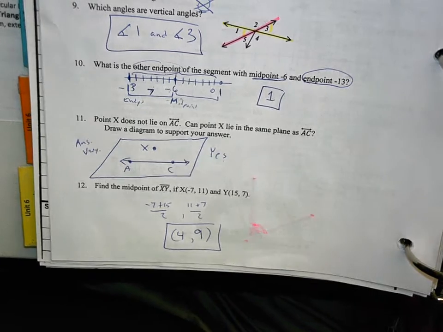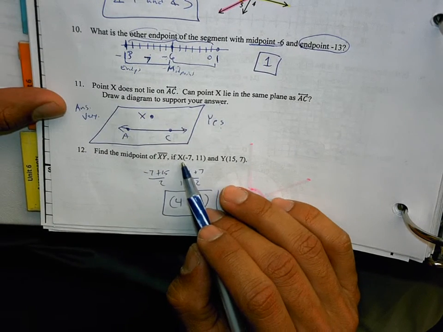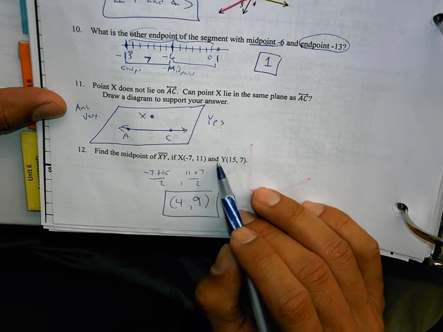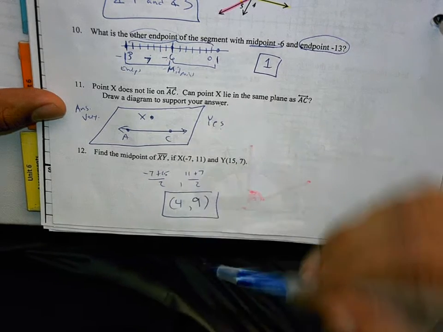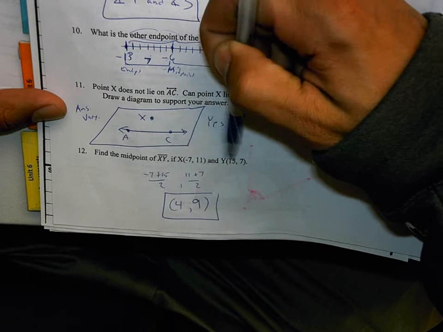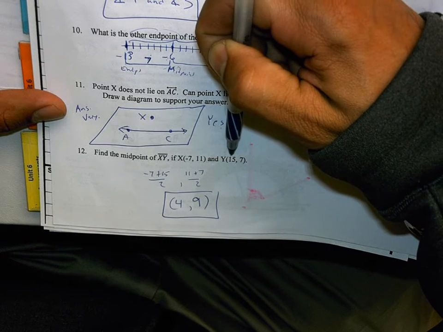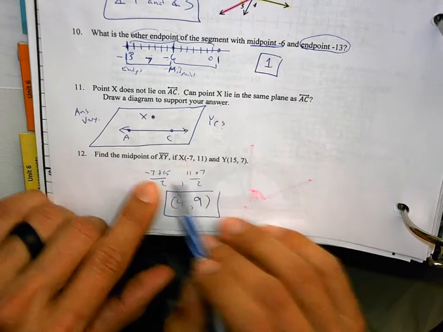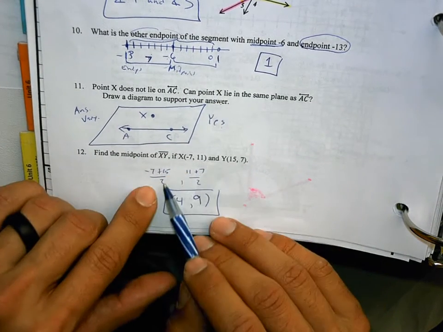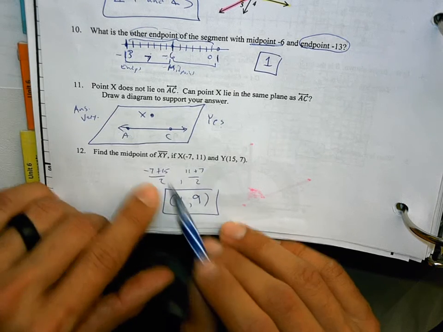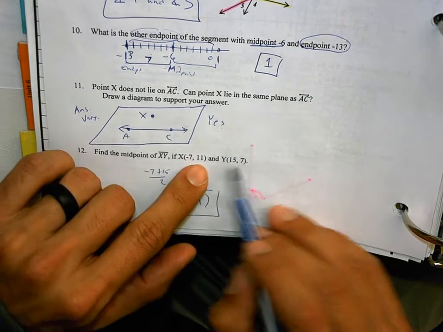Number 12. Find the midpoint of XY if X is (-7, 11) and Y is (15, 7). How do we find it? We find the average of your X's. You add your X coordinates together and divide by 2. Negative 7 plus 15 divided by 2 comes out to be 8 divided by 2, which is 4. And then we do the same thing with our Y coordinates.